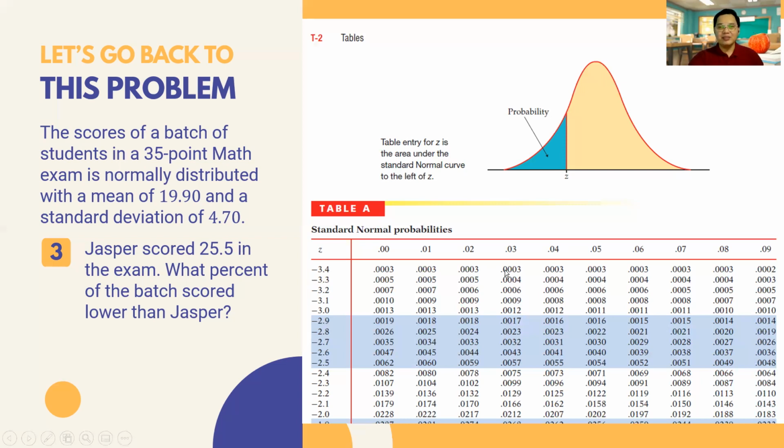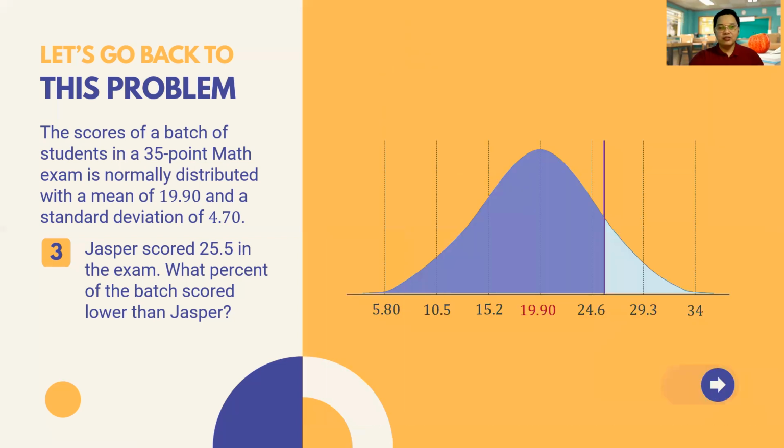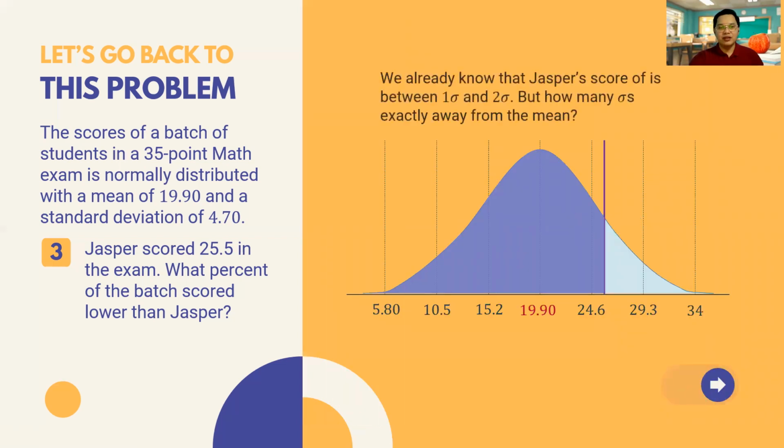All right. Let's make use of that to find the percent of the batch who took the same test who scored lower than Jasper. So knowing that Jasper's score corresponds to a z-score of 1.19, you can now make use of your copies of the z-table. I will leave a link in the description box so that you can find a similar copy of the same z-table that I presented a while ago.